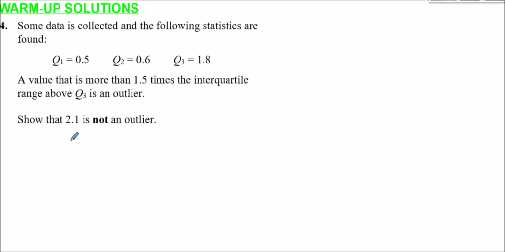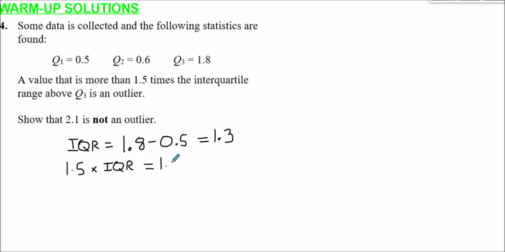So first of all, what we need to do is to work out the interquartile range. So for these sets of values, the interquartile range is going to be 1.8 minus 0.5, which is 1.3. So 1.5 multiplied by the interquartile range is just going to be 1.5 multiplied by 1.3, which should give us 1.95. So something which is the third quartile, the upper quartile, plus 1.5 times the interquartile range just means anything which is 1.95 above the upper quartile will be an outlier.